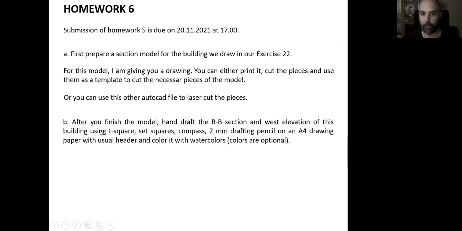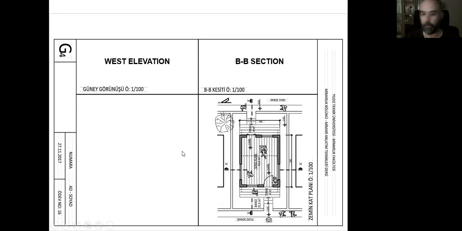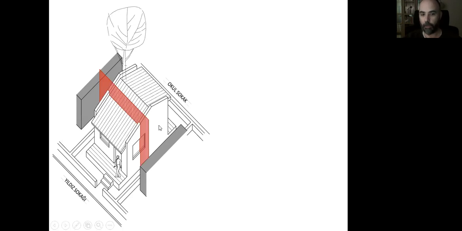And in the second part, I asked you to draw BB section and west elevation of this building by using your usual drawing tools. However, I didn't want you to redraw the plan, and you can just easily cut the plan of your 22nd exercise and glue it on the paper with the new header for your homework, and draw the BB section here and west elevation here. So let's check how we can do that.